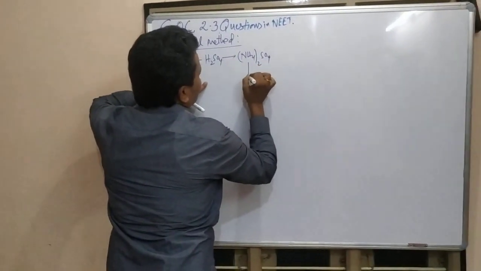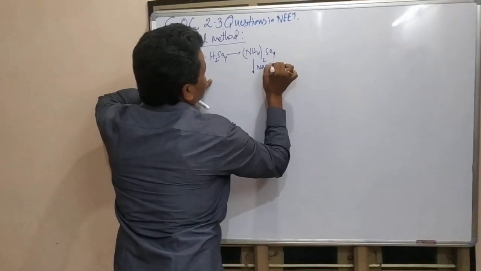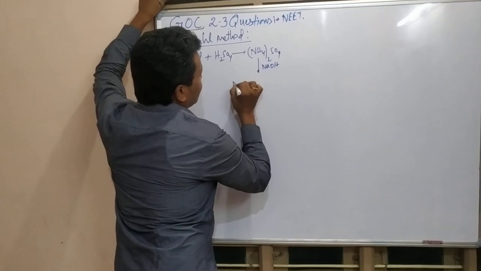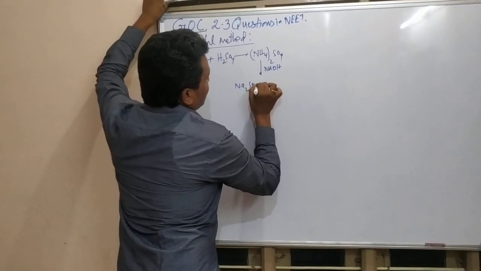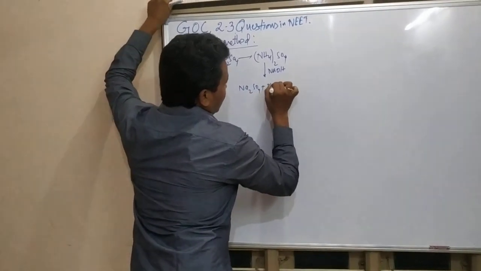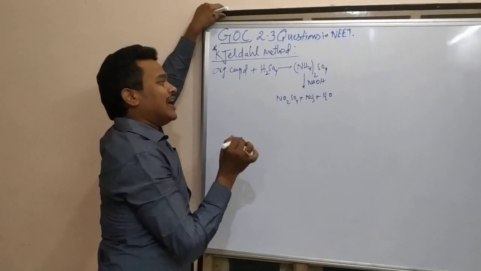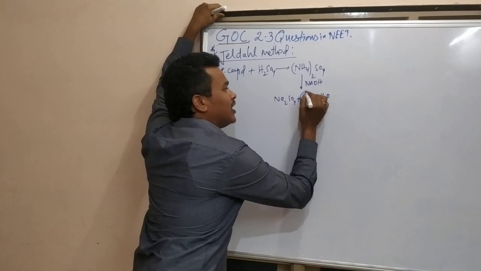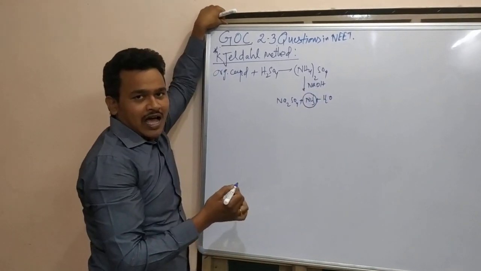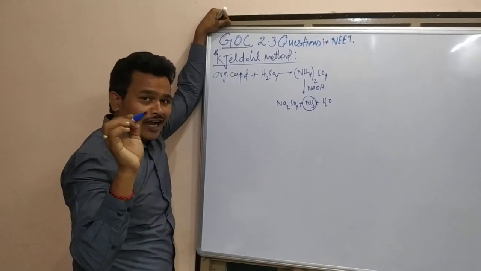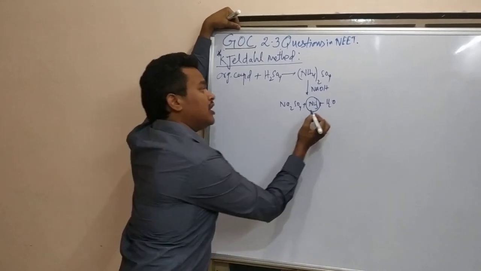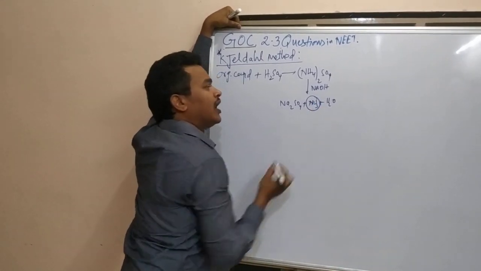After that, this ammonium sulfate we are going to react with an excess of NaOH. Here, what is it giving? Na2SO4, NH3, and some amount of water. What I need is finally the ammonia released. I am going to detect the nitrogen in the Kjeldahl method based on the released ammonia.